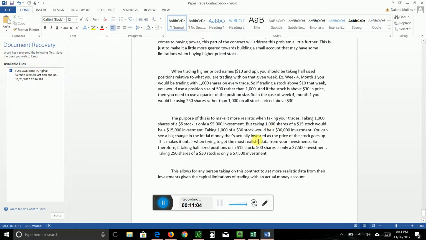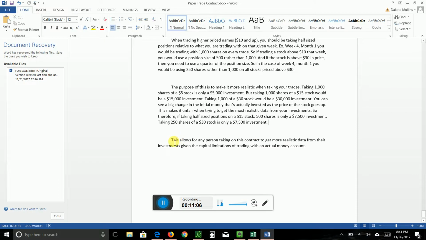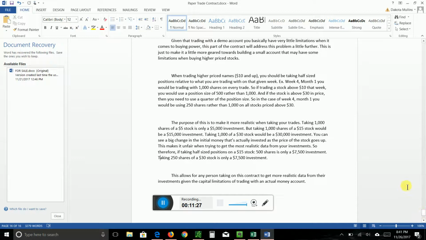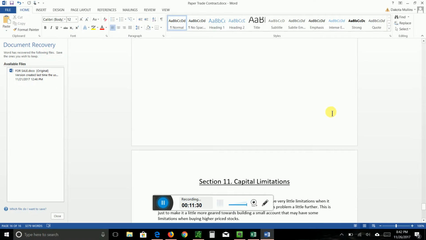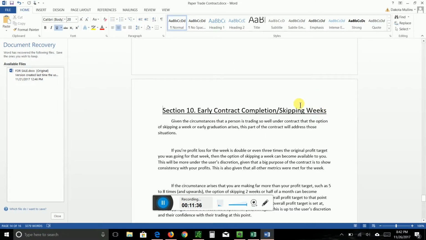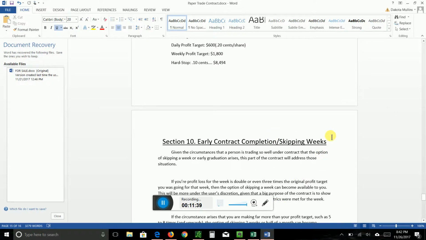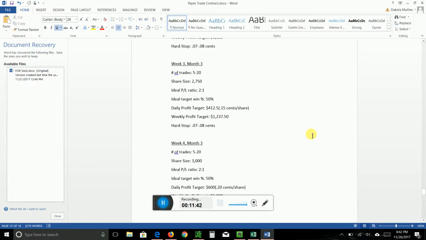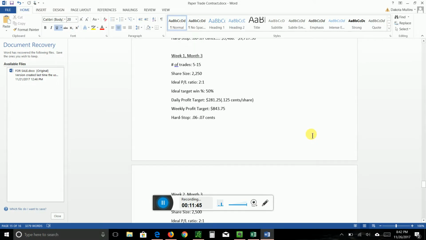So, I mean, basically, like this says here, this just allows you to get more realistic data from the investments that you're taking. And that's just a lot more legit. So, yeah, those two were definitely sections that needed to be added. And I will follow those.